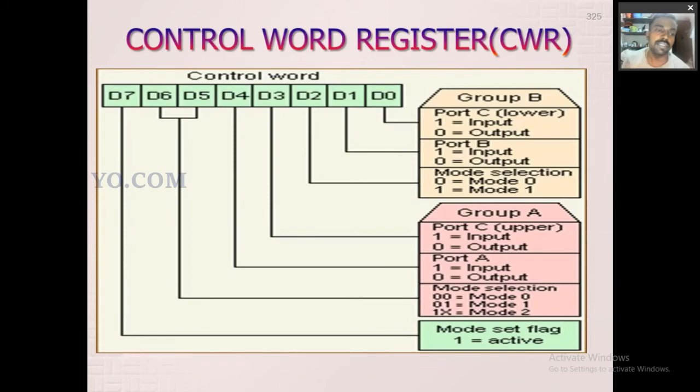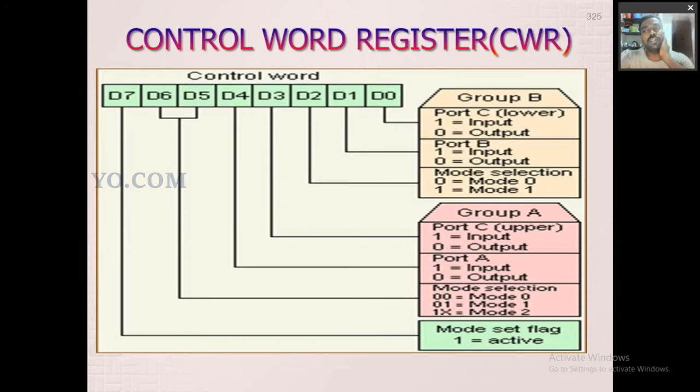Then D5 and D6 are used for group A mode selection, because it has 3 modes, so we assigned 2 bits, that is D5 and D6. If it is 0 0 means mode 0, 0 1 means mode 1, 1x means mode 2. That means D6 is 1 and D5 is don't care, so that is mode 2. And the last bit, D7, is the mode set flag. 1 means active, 0 means the entire block is deactivated, that is no operations.